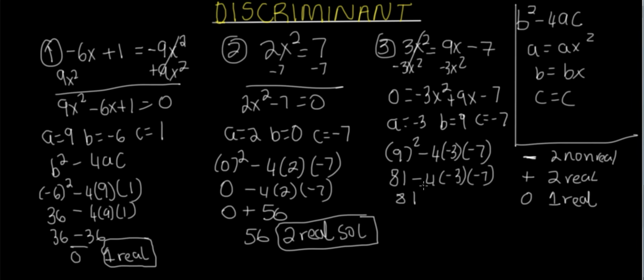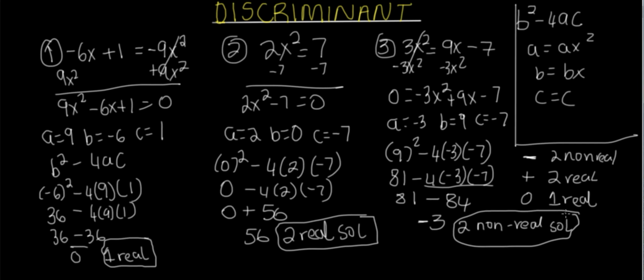81, multiply these now. I have 3 negatives, so I know it's going to be a negative, but negative 4 times negative 3 is negative 12. No, it's positive 12. Negative and negative is a positive. So positive 12 times negative 7 is a negative 84. Now we can subtract: 81 minus 84 is going to be a negative 3. Because it's negative, I know I can expect to have two non-real solutions. And this is how we use the discriminant to determine the solutions in a quadratic equation.